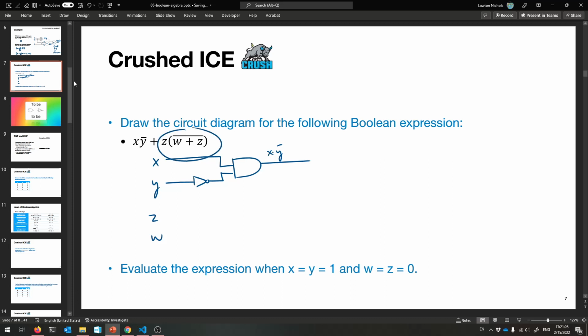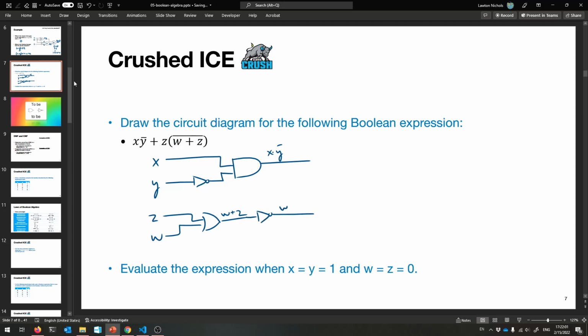And now let's work with this side. So we need to take Z and AND it together with W plus Z negated. W plus Z complement. So I guess the first thing we need to do is find W plus Z, right? So let's do that with an OR gate. And the order doesn't matter. Z plus W is W plus Z. It's commutative, right? So this is W plus Z. And then I want to negate that. I need to take the complement of that, right?